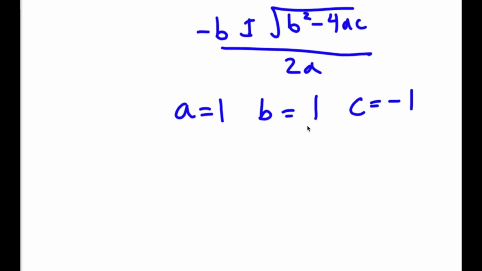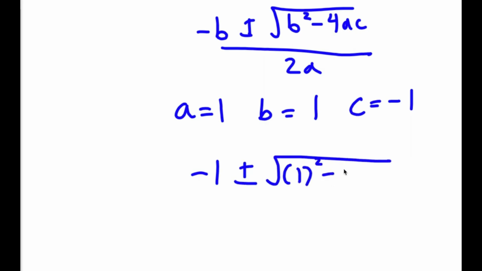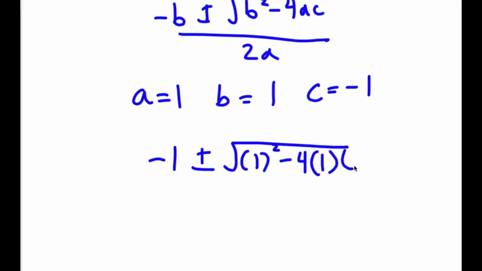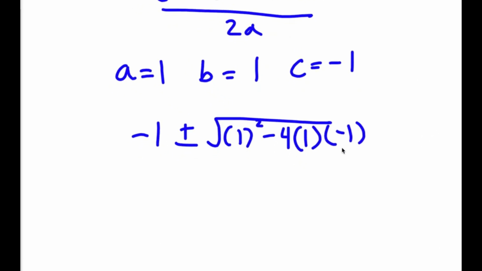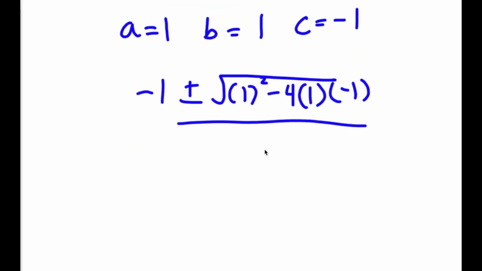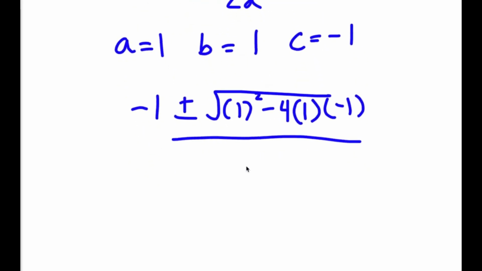So now if I plug these values into our quadratic formula, I get negative 1, because negative b, plus or minus the square root of b squared. So 1 squared minus 4 times a, which is 1, times c, which is negative 1. And we are dividing this by 2 times a, which is 1.